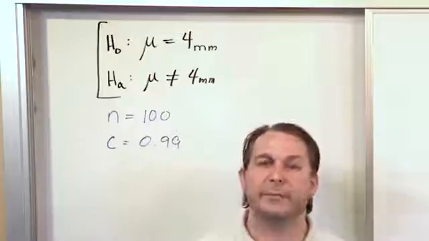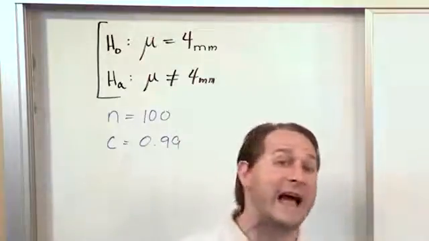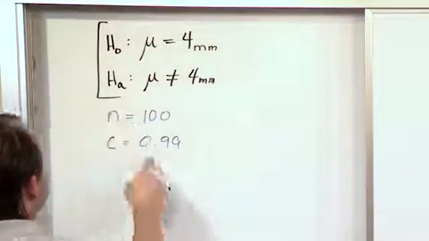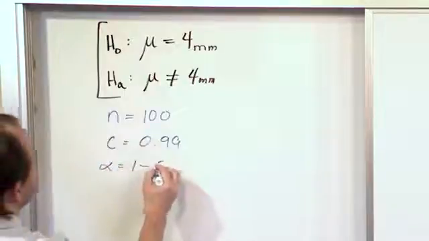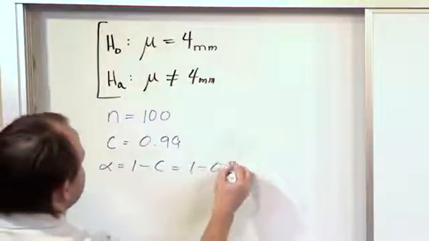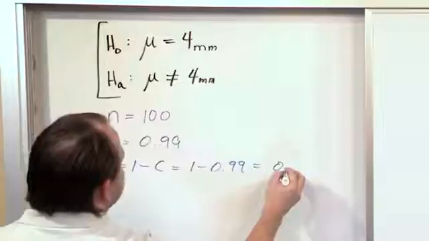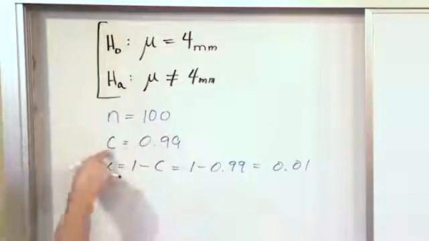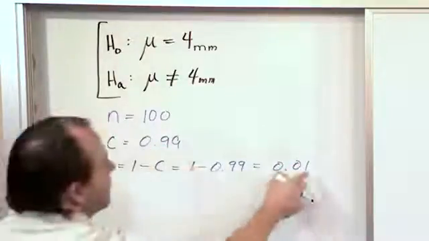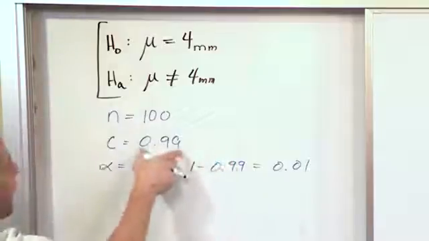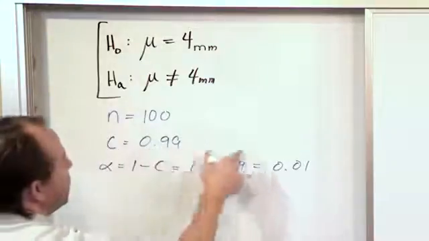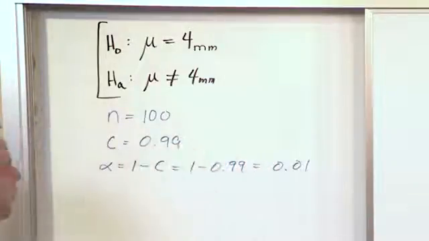Now I told you, sometimes we're going to be using c, sometimes we're going to be using alpha. Alpha is simply 1 minus c. So 1 minus 0.99 is 0.01. If c is 0.99, alpha has to be 0.01. So when c is very high, alpha is very low. When you add these together, you're always going to get 1.